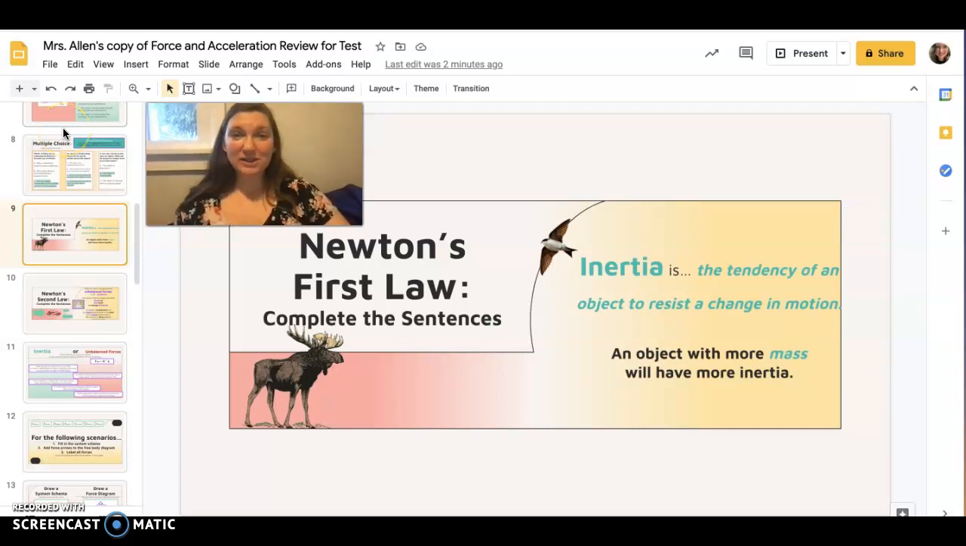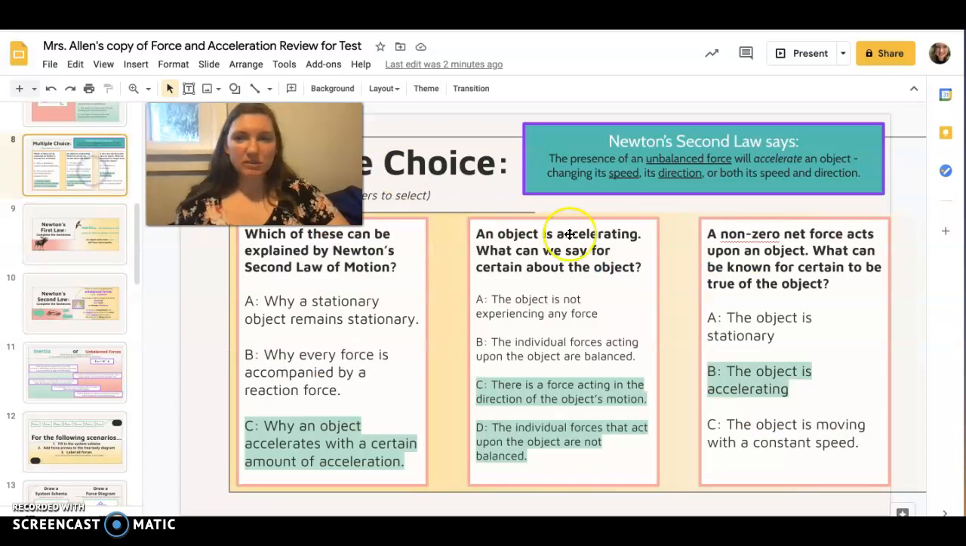Okay, I'm going to try to go faster through this video, so hopefully we can get through all of it. I changed one thing about the last question that we were talking about so that it makes more sense, and this is how it's going to be in the future. It now says a non-zero net force acts upon an object. And when a non-zero net force is acting upon an object, then it's accelerating. That's an unbalanced force there.